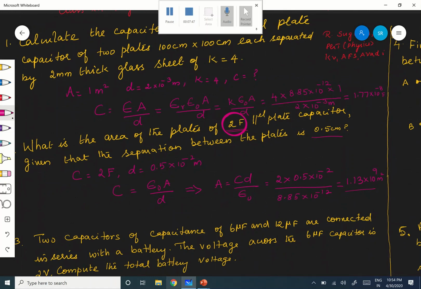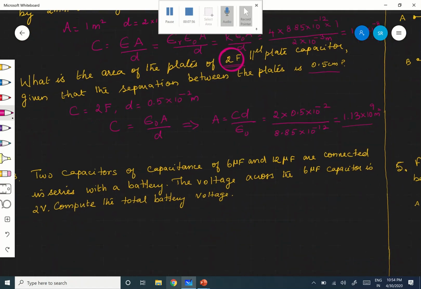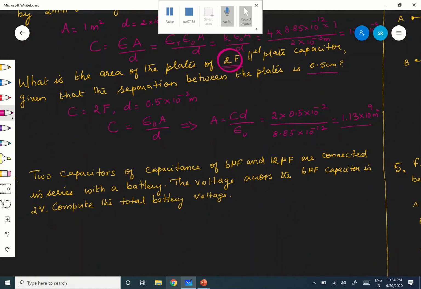Okay, next one. So we'll go to the third question. Let's see, very interesting. Everything is simple; if you know the concept clearly, it is a cakewalk. All the problems are easy problems only. So we'll see.